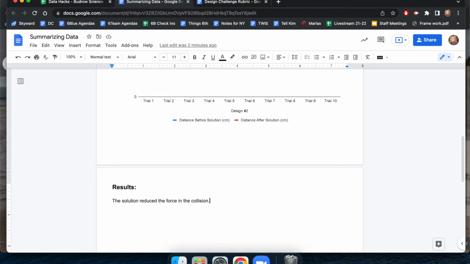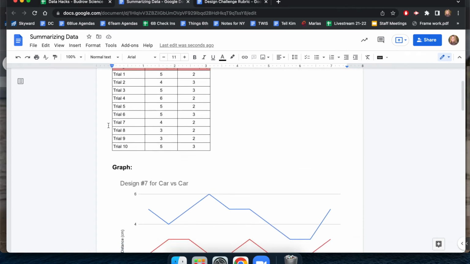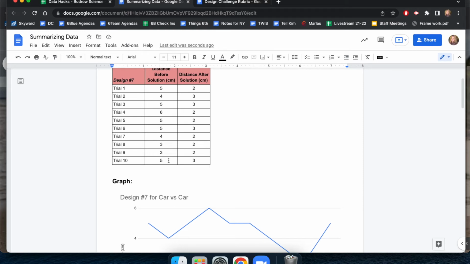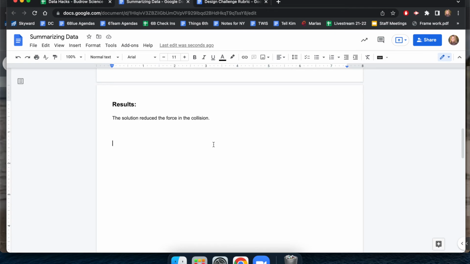And then I'm going to summarize the data in words. So, in all 10 trials, the distance after the solution was much lower than the distance before the solution. All right, so let's write that. This is my evidence. In all 10 trials, notice I wrote out the word 10 because I'm writing a paragraph-type thing here. The distance the item traveled before the solution was much larger than the distance the item traveled after the solution.